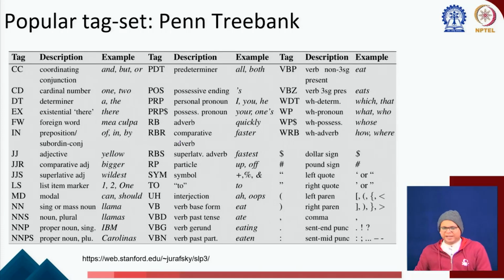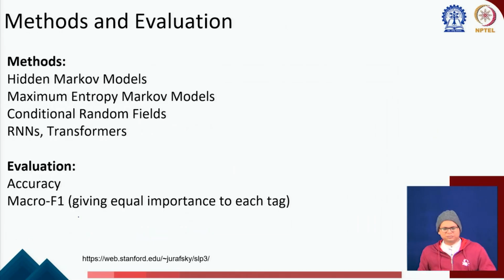So, for English, the Penn Treebank is very popular, which has a good tag set, around 45 tags are there, and you can go through that. There are cardinal numbers with a different tag, adverbs are there, and there are foreign words and so on, different kinds of tags, and there are separate tags for different types of nouns like proper noun and plural noun and so on.